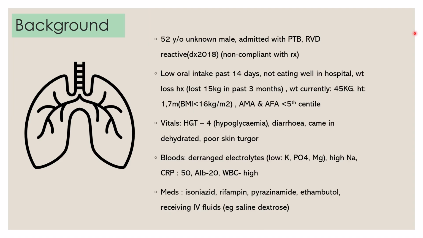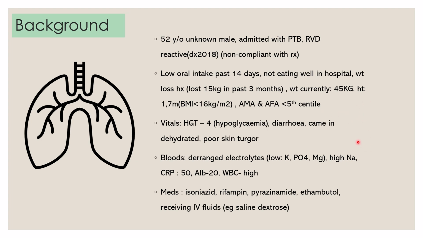This is our case study. It's completely made up. We have a 52-year-old male admitted with PTB. He's RVD reactive and he was non-compliant with treatment. We got the diet history, anthro, clinical, biochem. He has a history of not eating well or low oral intake, weight history and current weight were also given, and the muscle and fat stores are below the 5th centile, which really indicates wasting.